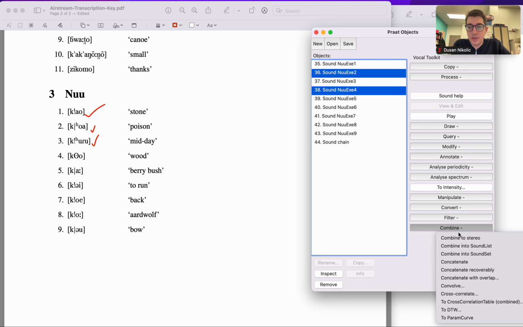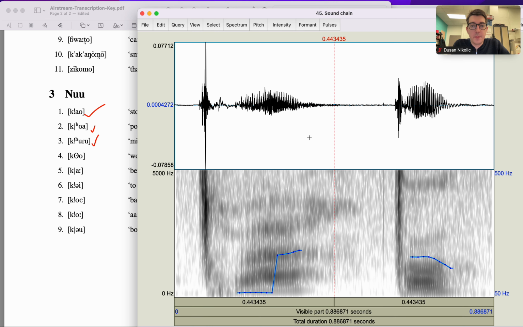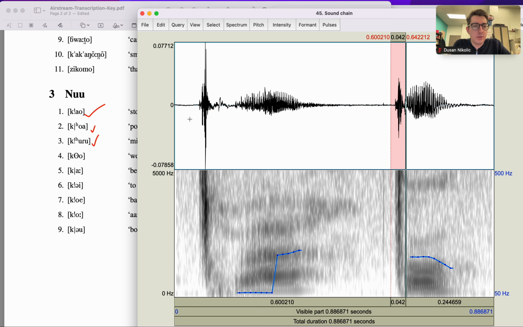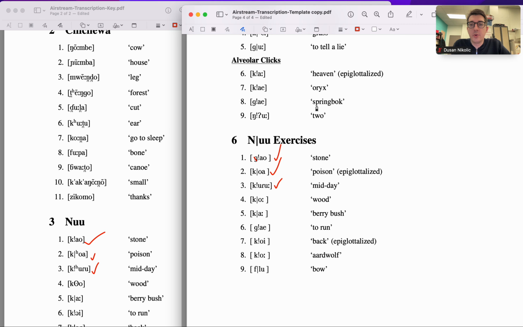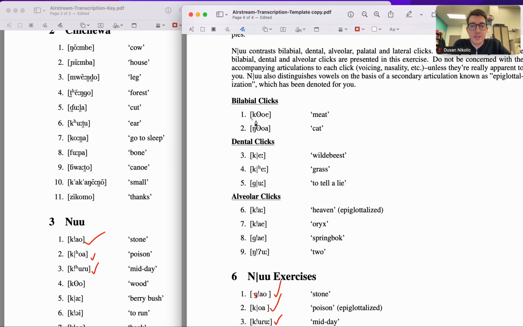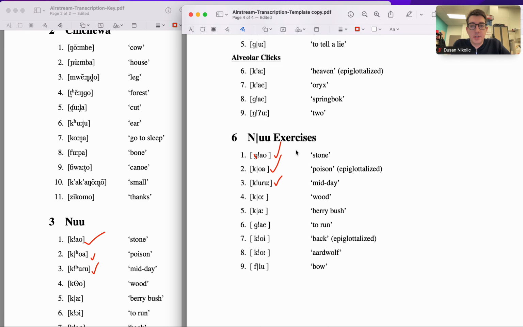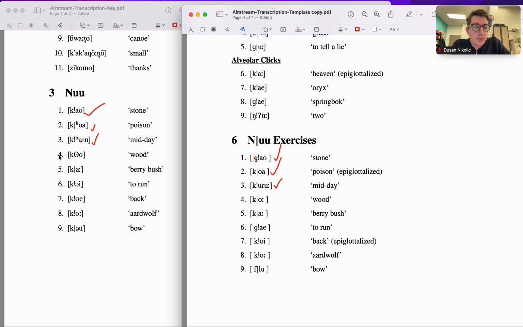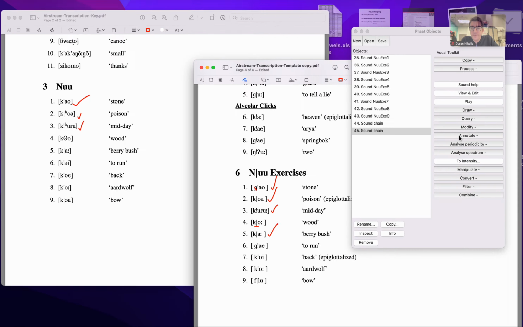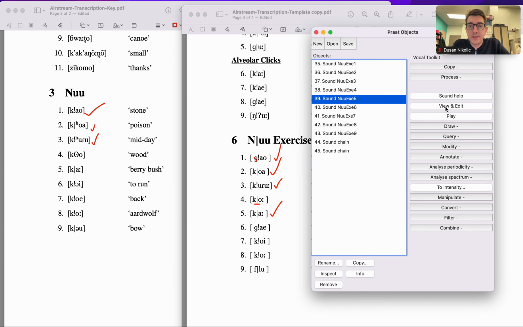Okay, let me combine and compare them. So this one is dental and this one is bilabial. There is a subtle difference there, and we tried to show you how you can produce them with these here, in examples, or how you can transcribe them as well. Okay, so this one was obviously dental, bilabial, and this one is good. This one is dental. So number five should be dental.